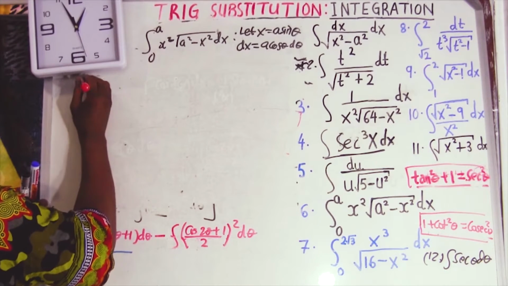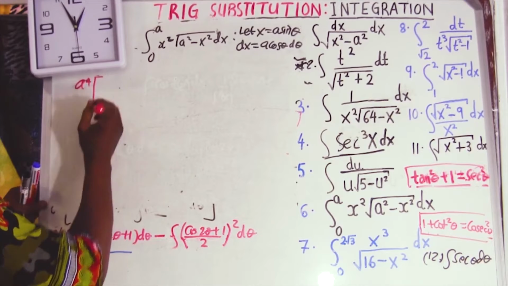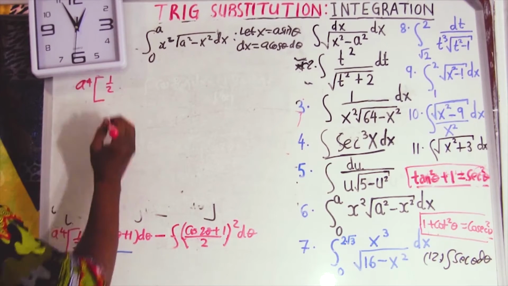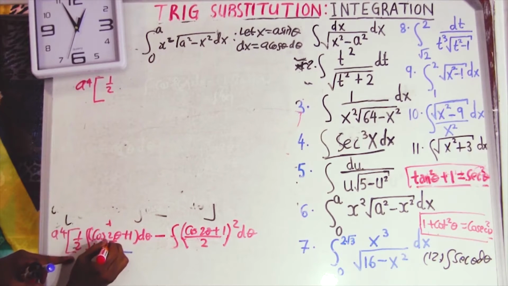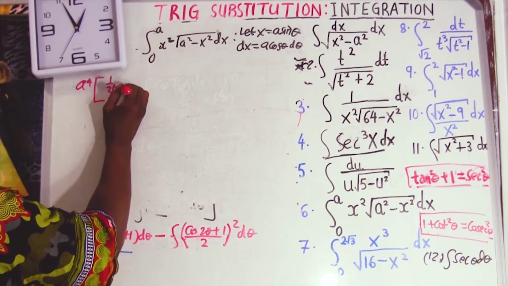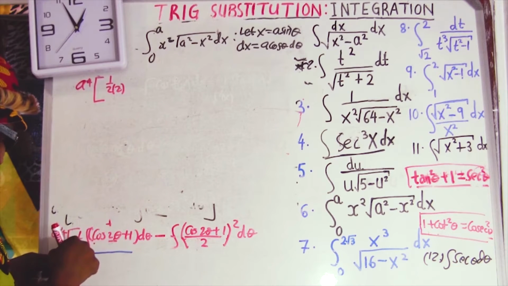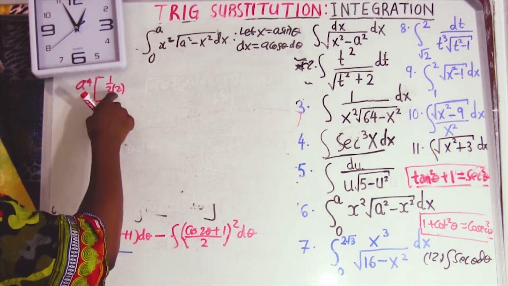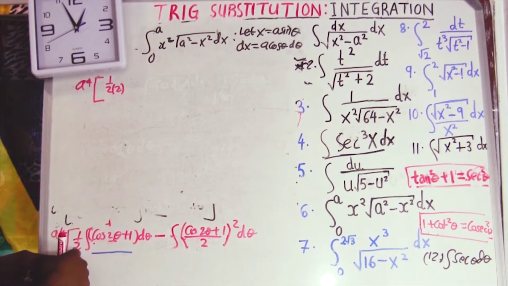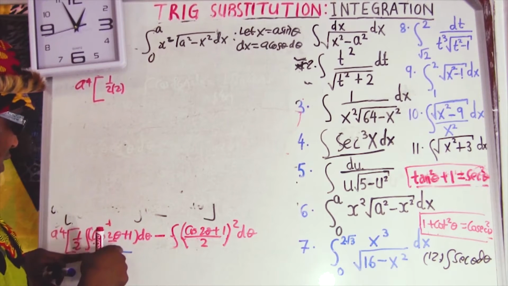Okay, let's see, this is a power 4. This is going to be 1 over 2. Now, differentiating is going to give you 2, so that 2 is going to come in here. So 1 over 2, but remember we have another 2 here. And then when you integrate cos of 2 theta, it's going to give you sine.